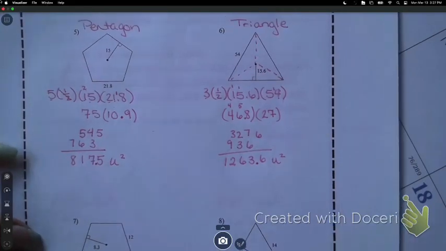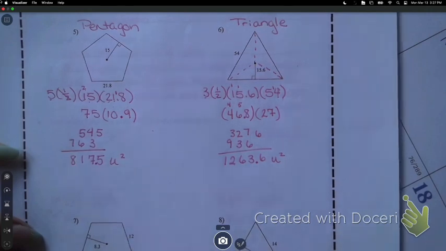You always want to go back to grade school math. We did. So you should get 1,200. Okay, keep working. 1,263.6 units squared. Okay, so while finishing up, you move to the last 2 on your own.